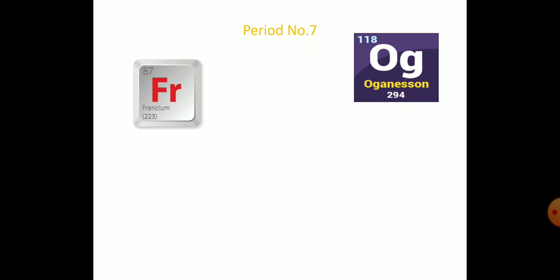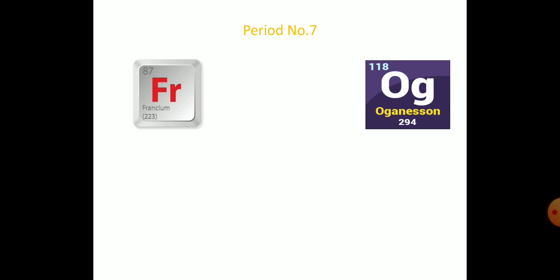Here also, the first element of period number 7 is francium. What is the symbol of francium? Fr is the symbol of francium. It is an alkali metal. As I told you already, every period starts from an alkali metal and ends with a noble gas. So the first element of period number 7 is francium, and the last element is a noble gas, that is oganesson. What is the symbol of oganesson? Og is the symbol of oganesson.